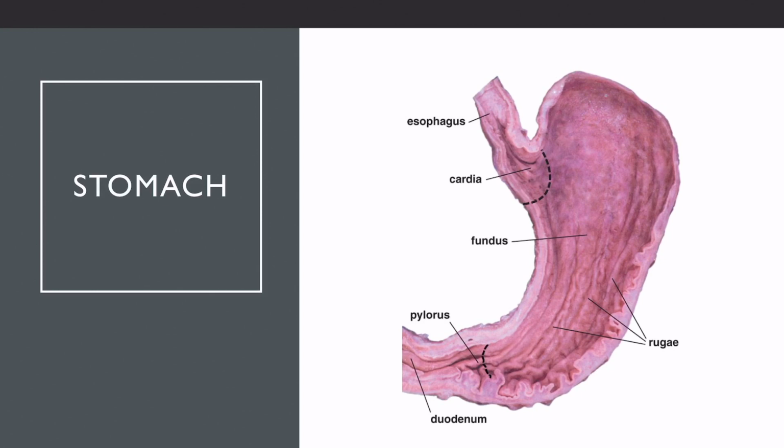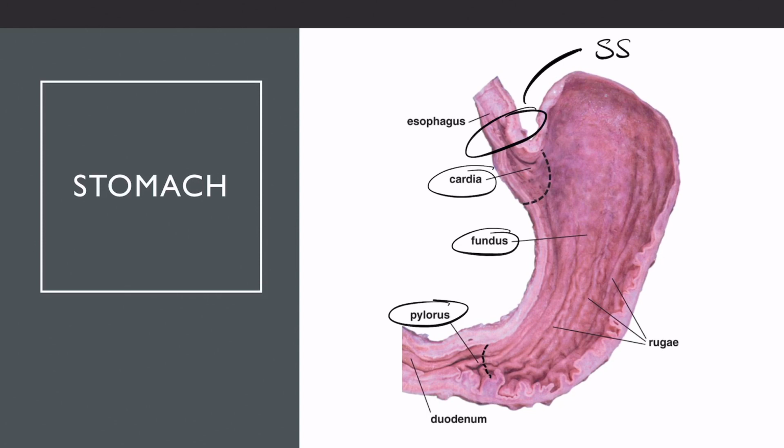We'll now move into the stomach, which is made up of 3 parts: the cardia, the fundus or body, and the pylorus. As with the esophagus, we have the same general 4 layers previously discussed. At the gastroesophageal junction, we see a stark switch from the stratified squamous epithelium of the esophagus to the simple columnar epithelium of the stomach. This junction may also be referred to as the squamo-columnar junction.